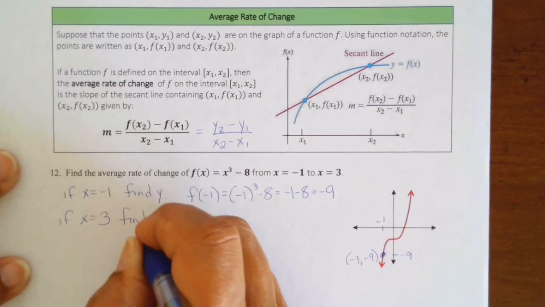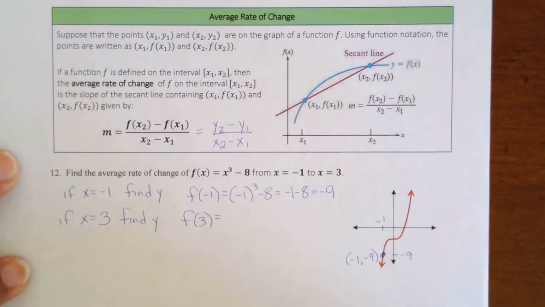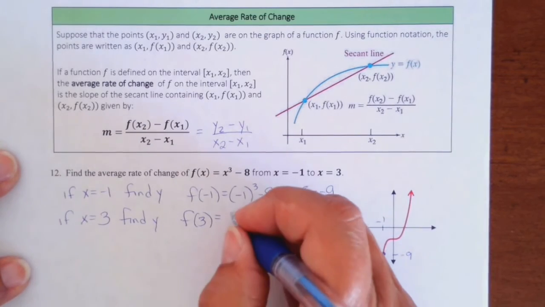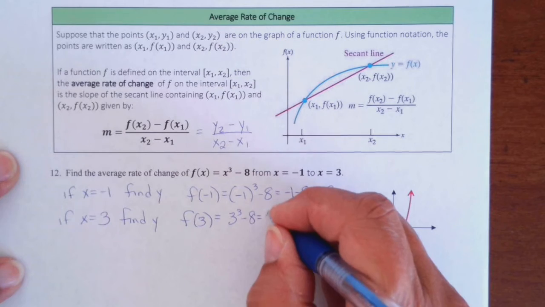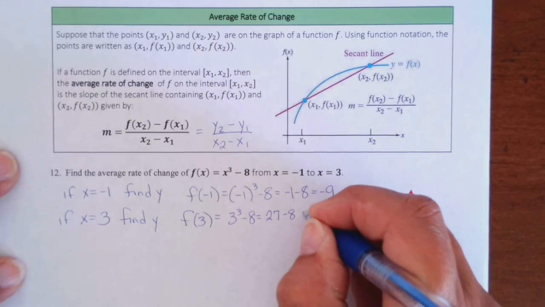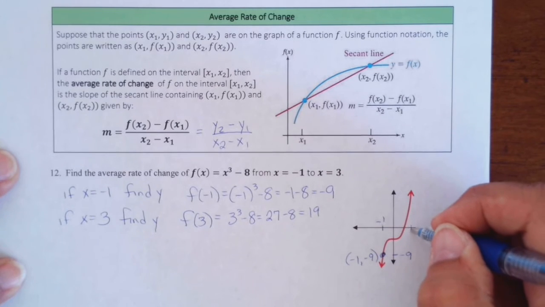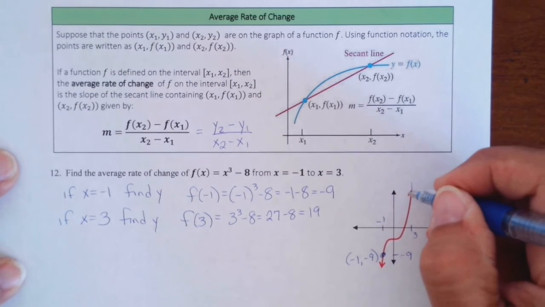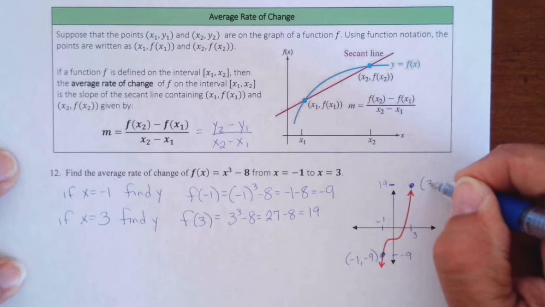All right, now if x is 3, find y again. So that would be f of 3. We're going to plug 3 in here. So 3 cubed minus 8. 3 cubed is 27. 27 minus 8 is 19. So now I'm going to come over here. Let's call this 3. And way up here will be 19. So 3, 19.